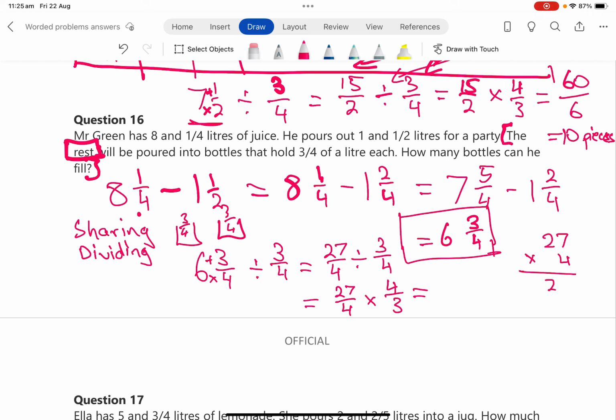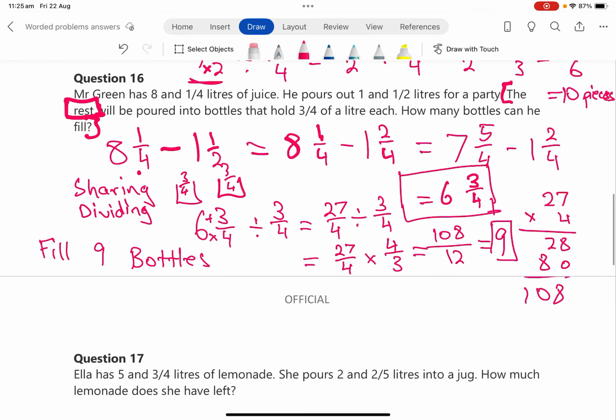4 times 7 is 28, and then 4 times 2 is 20. So 4 times 20 is going to be 80. Adding those two together, we're going to get 108. So 27 times 4, we're going to get 108. And then I suppose probably could have done this a slightly easier way, but we get 12 on the bottom, and that becomes 9. So we can fill 9 bottles.